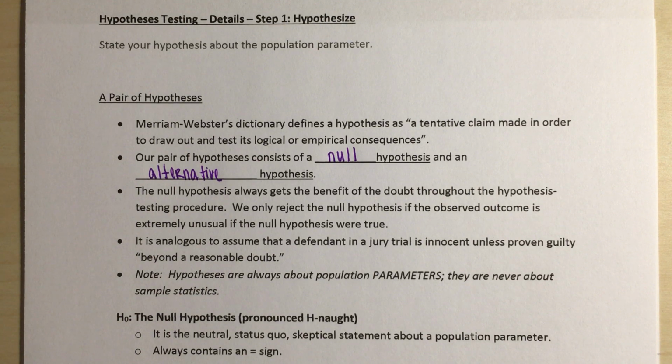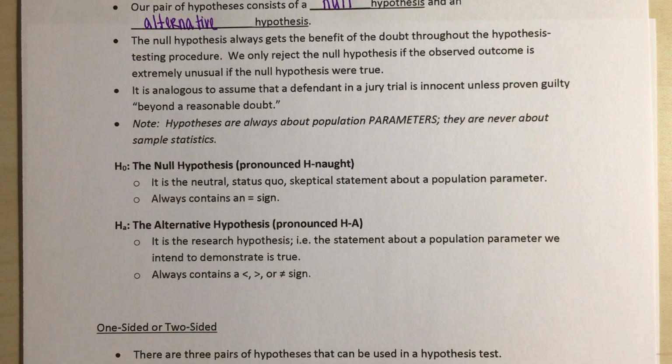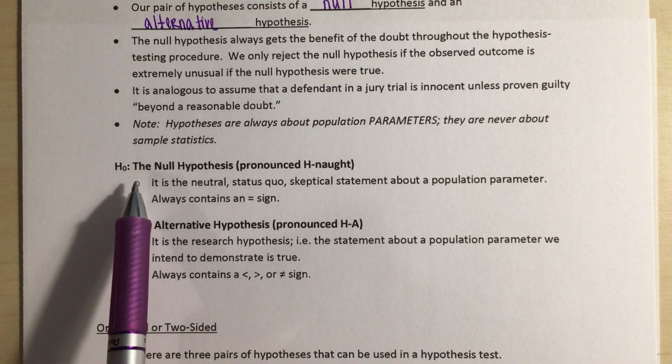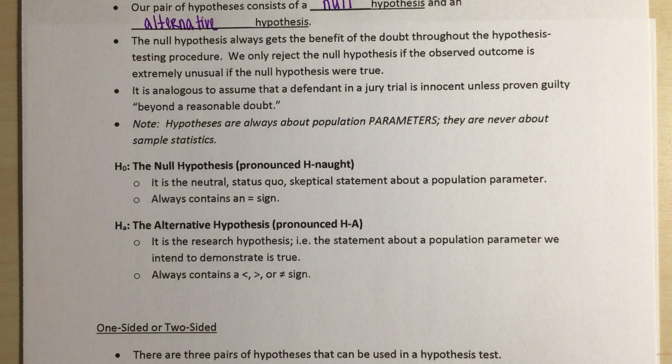Our hypotheses are always about population parameters. They're never about sample statistics. So we're going to see that notation as we go through here. All right, so our null hypothesis, we have an H with a subscript of 0. Our null hypothesis is pronounced H naught. It is a neutral, status quo, skeptical statement about a population parameter. It always contains an equal sign.